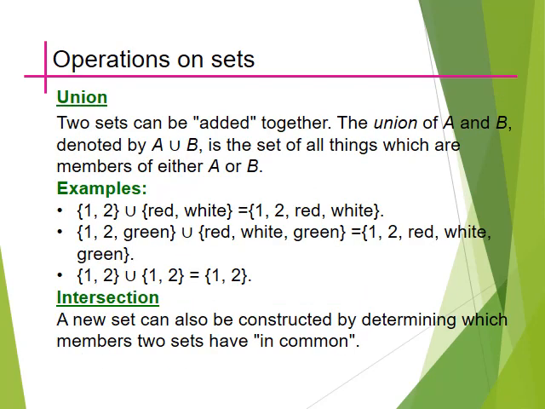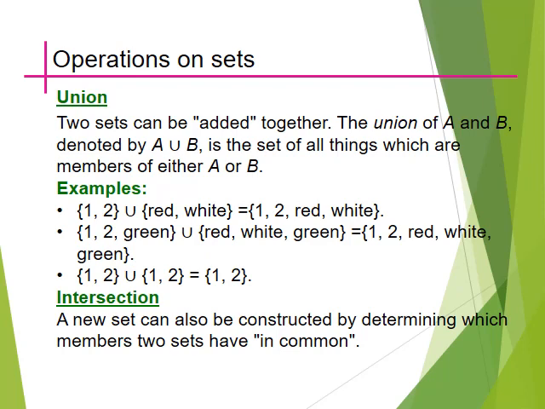Now let's come to the operations on sets. First of all, this is union. Union is an operation between two sets which adds two sets. The union of A and B, denoted by A union B, is the set of all things which are members of either A or B. For example, if we are taking union of two sets {1, 2} and {red, white}, then the union will be {1, 2, red, white}.